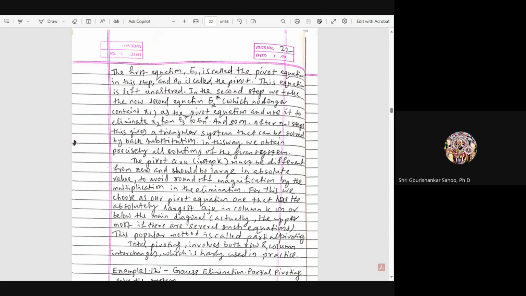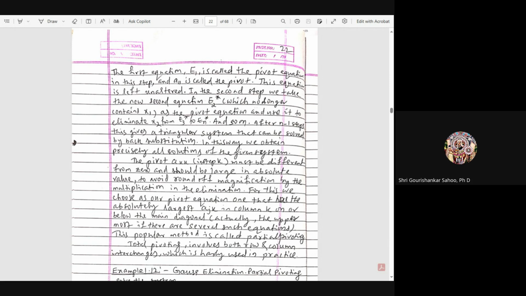In the second step, we take the new second equation E2 star, which no longer contains x1. Similarly, E3 star no longer contains x1 and x2, and so on and so forth. After n minus 1 steps, this gives a triangular system that can be solved by back substitution. In this way, we obtain precisely all solutions of the given system. The pivot akk in step k must be different from 0 and should be large in absolute value to avoid round-off magnification by the multiplication in the elimination.